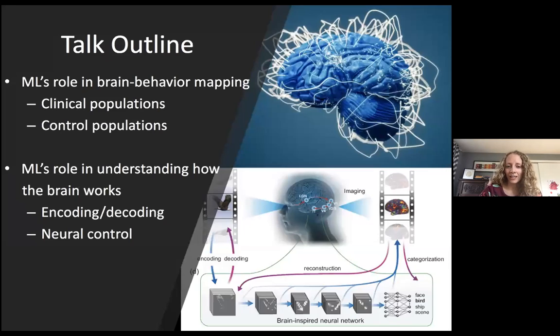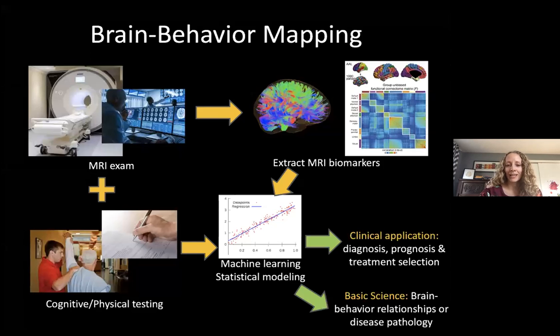Okay, so the talk outline: basically, I'm going to start with some discussion of general concepts in brain imaging, including connectivity and connectome measurements. I just want to briefly review that because that's what the majority of the talk is going to center on. Then I'll look at how machine learning can help us with brain behavior mapping, or in understanding how the brain works in healthy control populations, including encoding and decoding models or neural control. Yeah, if I were going to be salacious, I would say mind reading and mind control, but I will not be salacious.